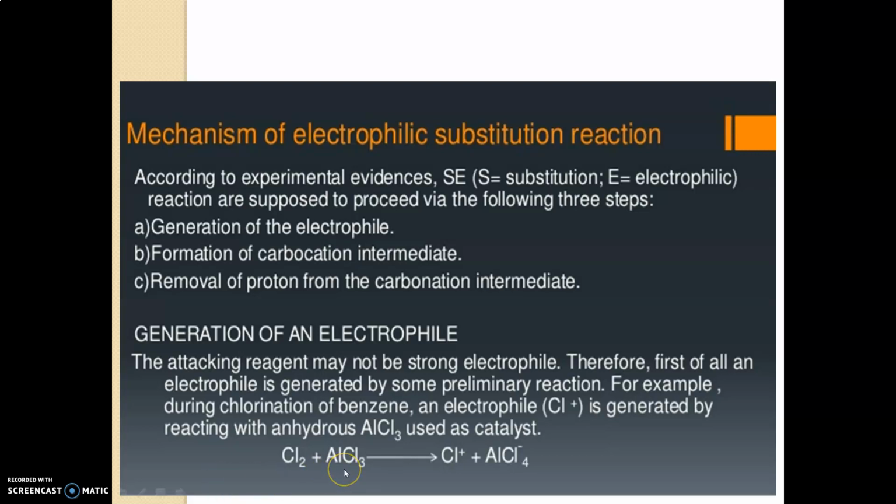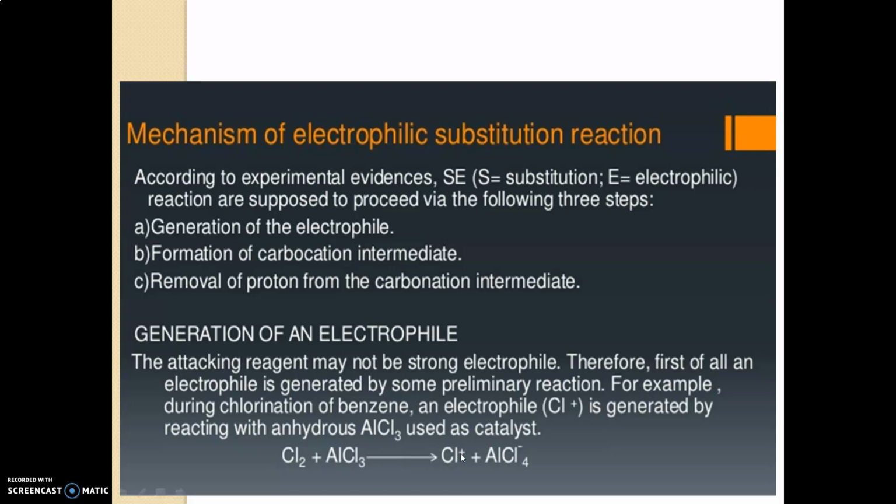If we check the Lewis acids, there are AlCl3, FeCl3, and so many others, so this reaction will take place in the presence of a Lewis acid. Why a Lewis acid? Because it will share the electron pair with the chlorine, and the chlorine can become the electrophile. One chlorine will attach to the AlCl3 and form AlCl4 minus and a chlorine electrophile. So chlorine can act as both electrophile and nucleophile. So the first step is the formation of the electrophile.